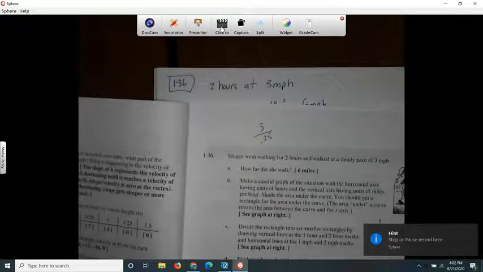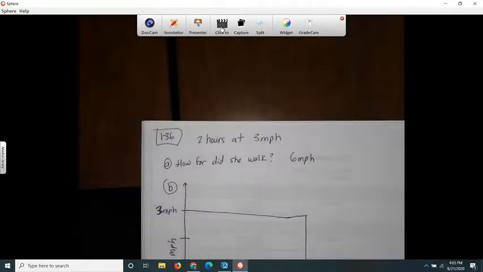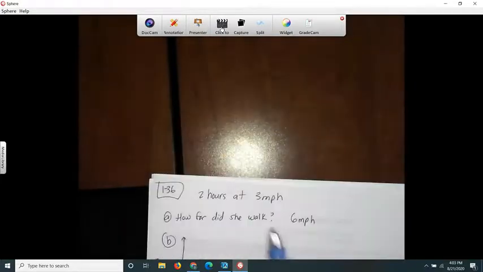Here's pre-calc number 1-36. It says Megan went walking for 2 hours and walked at a steady pace of 3 miles per hour. How far did she walk? So if she walked for 2 hours at 3 miles per hour, the way I did it is I just thought of each hour as 3 miles. So 3 miles plus another 3 miles is 6 miles. That's just how I thought of it.